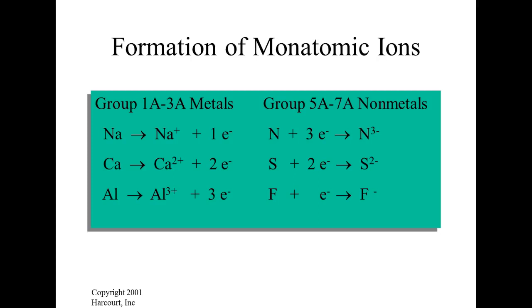So here are the rules. Group 1s are going to want to give away an electron. Group 2s are going to want to give 2 electrons. Group 3 is going to want to give 3 away. And nitrogen will gain 3, sulfur will gain 2, and fluorine will gain 1. And so you can see what the charges are afterwards. So it's really important that you can just look at a periodic table and write down the charges for each group as soon as you look at the group number. So 1 is going to be plus 1, 2 is going to be plus 2, group 3 is going to be plus 3, 5 is going to be minus 3, 6 is going to be minus 2, and 7 is going to be minus 1.